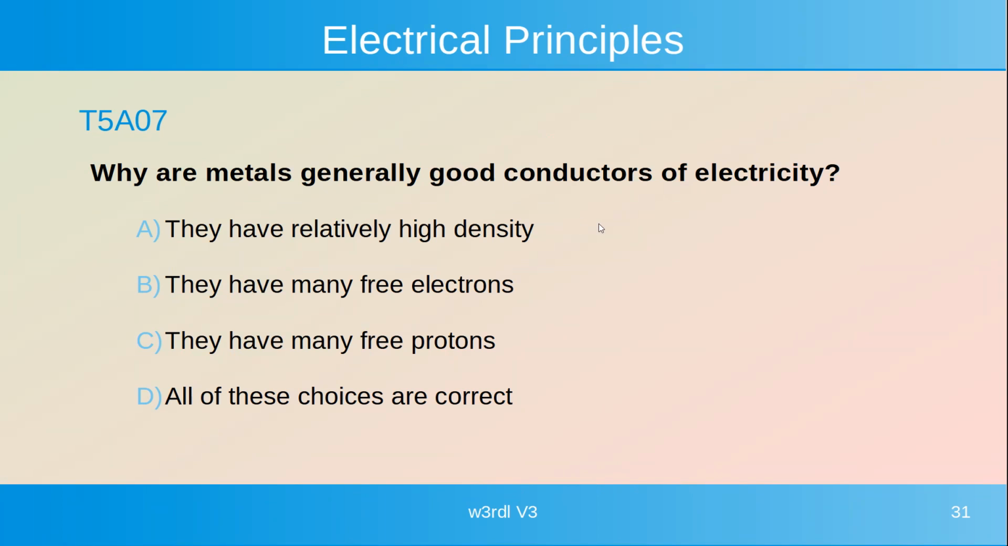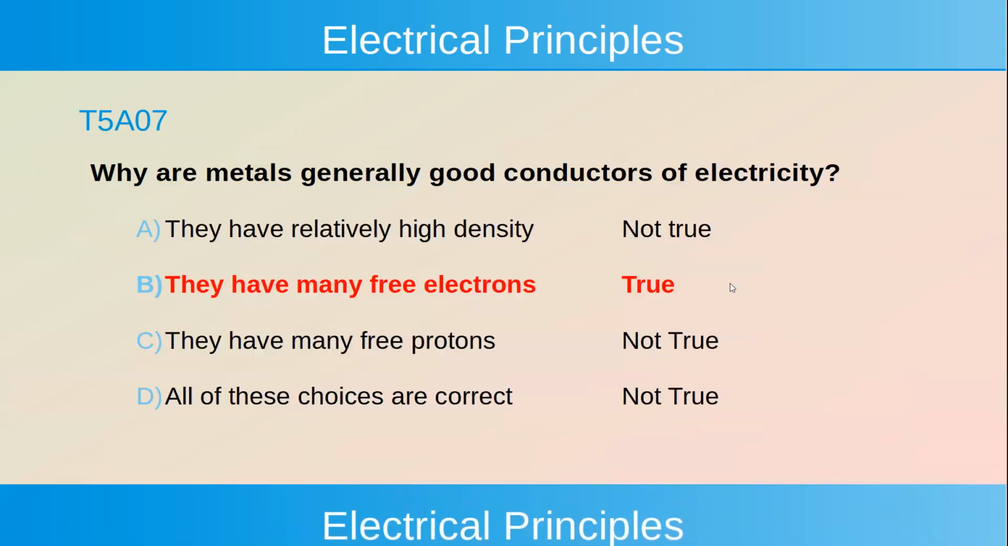Okay, so why are metals generally good conductors of electricity? Free electrons. All metals are not necessarily high density. Lithium is one. Sodium is a metal. They float on top of water. Of course, they catch on fire when they do that.